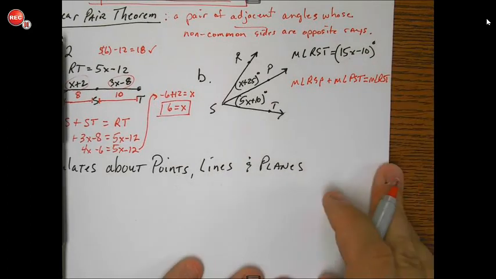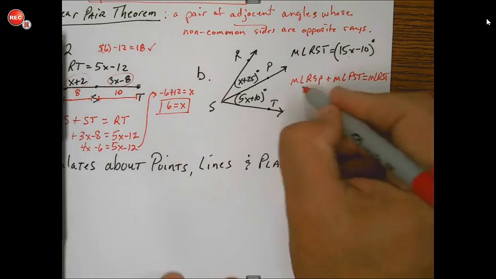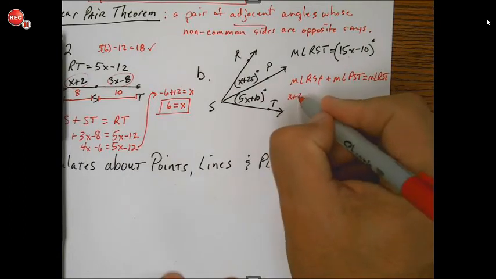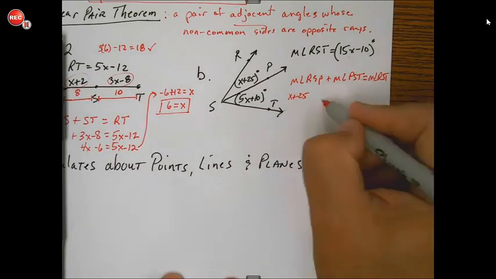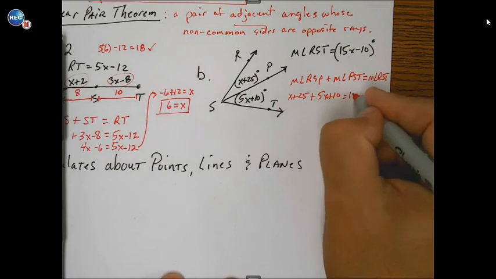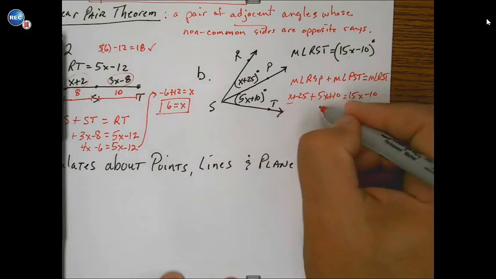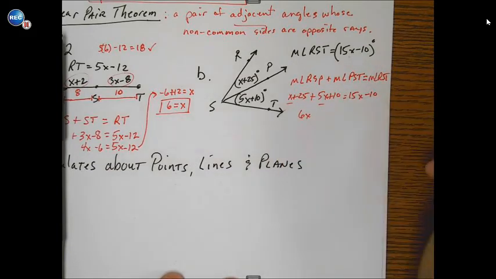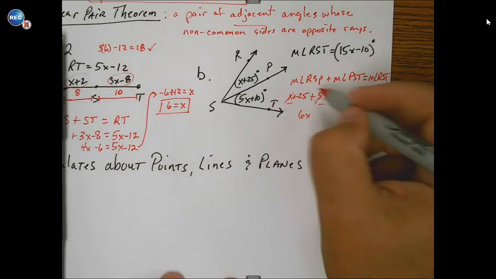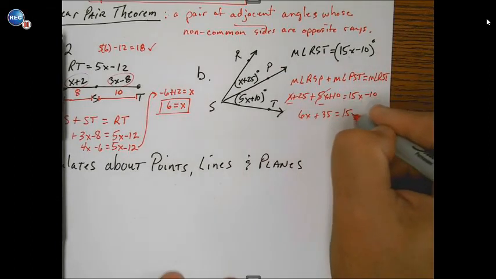Okay, all right, so now I'm going to substitute again. RSP is x plus 25. PST is 5x plus 10. And RST is 15x minus 10. Substitution, let's just combine like terms. We've got x and 5x, that gives us 6x. 25 and 10 gives us 35. It's equal to 15x minus 10.